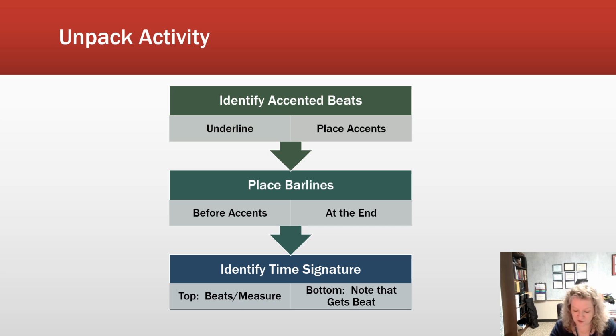So here's the breakdown of how we derived how many beats are in a measure. We identified the accented beats. We underlined the accented beat. And then we went back and placed accents under the accented beat. The next thing we did was we placed bar lines before the accents and at the end. After we had bar lines, we identified our time signature by how the beats were grouped. The top number of the time signature tells us how many beats are in a measure. The bottom number tells us the note that gets one beat.